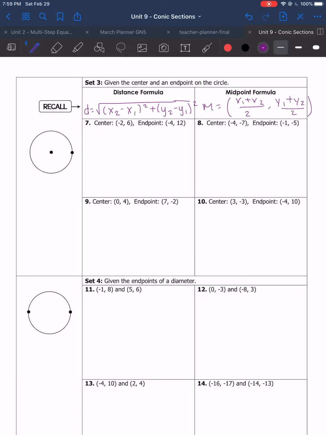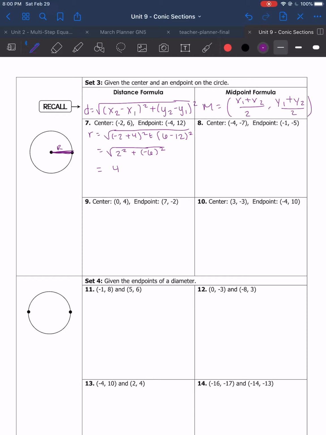So if I'm given the center and an endpoint, I want to figure out what the radius is. So I want to figure out this distance right here. I want to figure out r. So r is equal to the square root of (-2 plus 4) squared plus (6 minus 12) squared. So I get the square root of 2 squared plus (-6) squared.